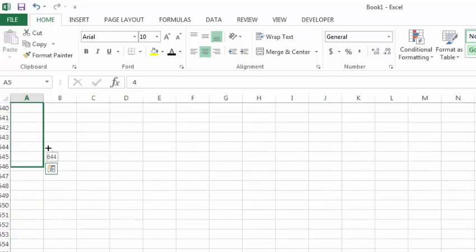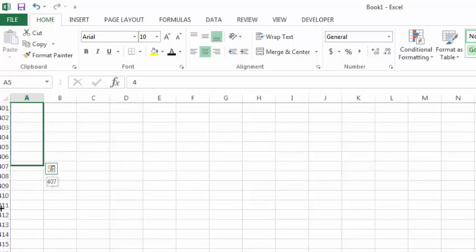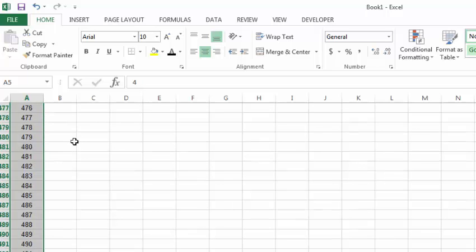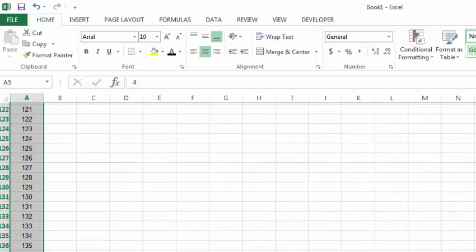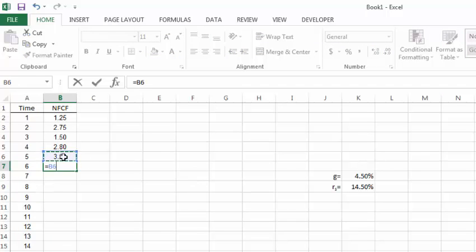I'm just going to go down here to maybe time period 500 years in the future, when I'm dead and no one actually cares anymore what I ever bought as a stock. So there we go. We have all the way through 500. And at this point I'm going to take this number here and multiply it by 1 plus 4.5. It's going to grow at that rate forever.